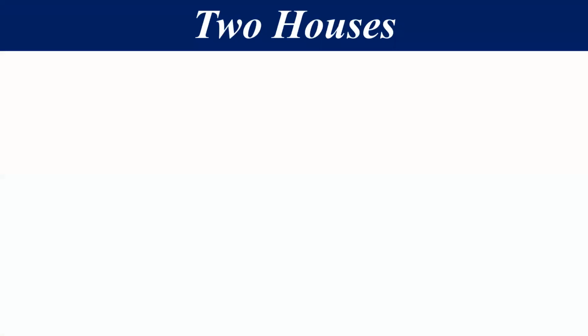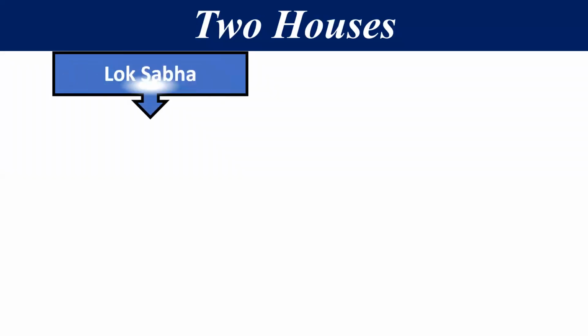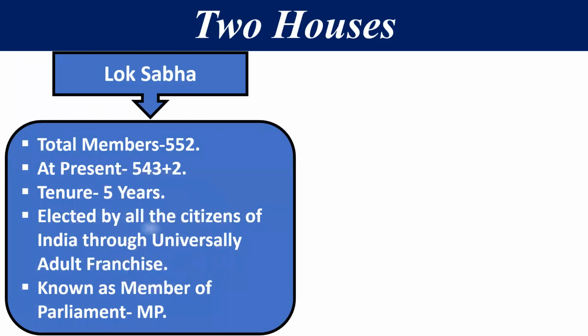So the next topic is two houses. As everybody knows, in our parliament we have two houses. The first one is Lok Sabha and the second one is Rajya Sabha. Right, friends? So first of all, let's discuss Lok Sabha. Now, dear students, the total number of Lok Sabha seats is 552. Right now, we have 543 elected representatives plus 2. It means we have 545 total members right now.